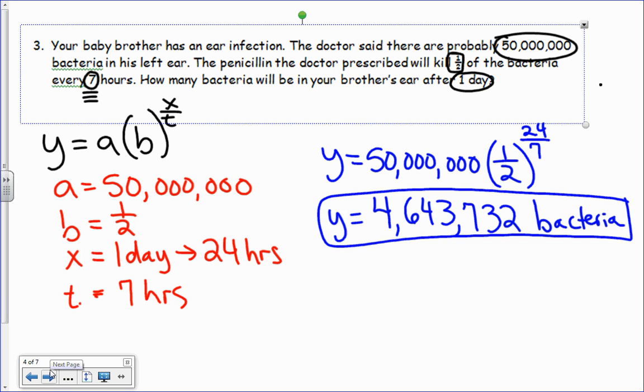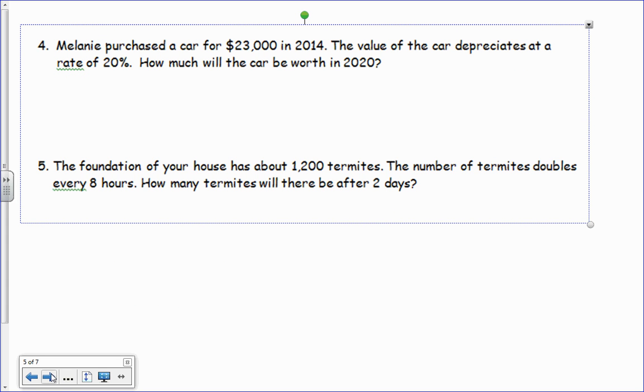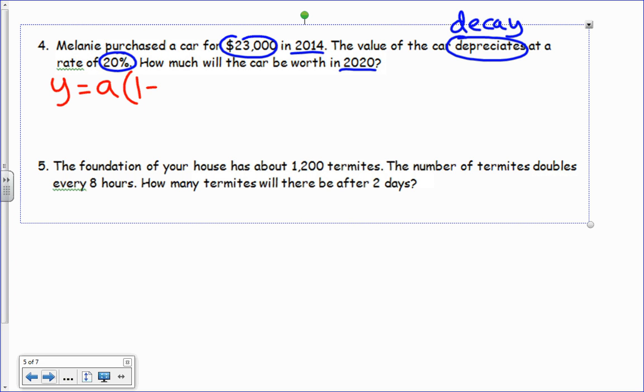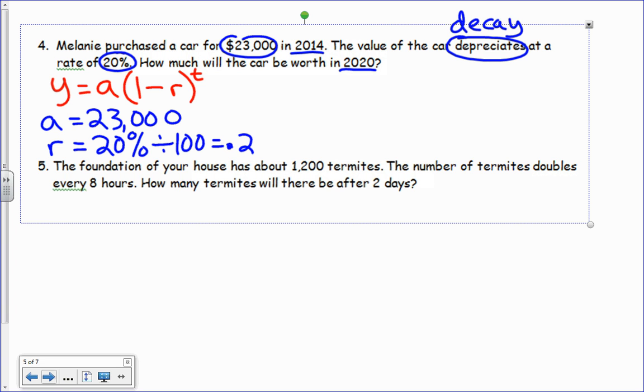All right, if you flip it over to the back to number 4, Melanie purchased a car for $23,000 in the year 2014. The value of the car depreciates. That is a word for decay at a rate of 20%. How much will the car be worth in 2020? So the formula that we are using right here is decay. Y equals A times 1 minus R to a power of T. Minus because we are decaying. The A value is what the car started out at, $23,000. The R value is the rate of depreciation, which is 20%. Divide that by 100, get 0.2. That's what we'll be plugging in for R.